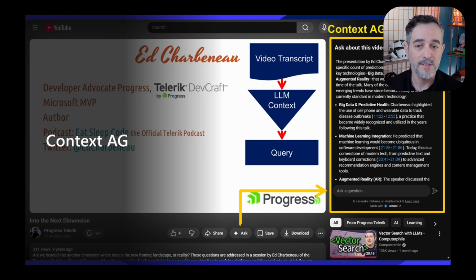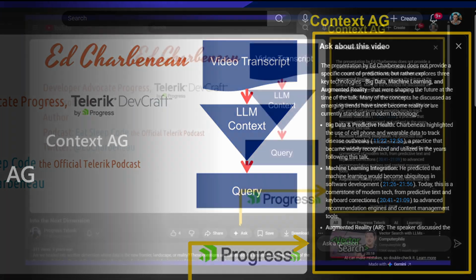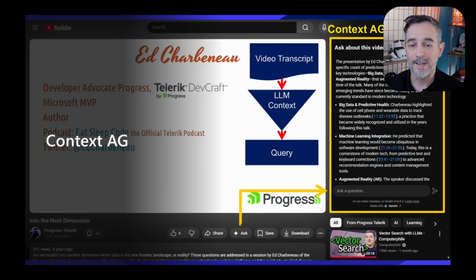An example of this can be seen on YouTube. There's a Gemini button on some YouTube videos, and when you click on that button, the transcript of that video is loaded into the context window of the large language model. That allows you to query the video conversationally.